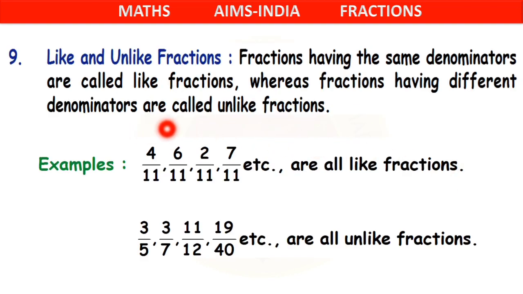Moving on to like and unlike fractions. Fractions having the same denominators are called like fractions, whereas fractions having different denominators are called unlike fractions. We can tell it by the name itself, right? Like means which are similar, which are the same to each other. Now what are they saying? How should the denominators be to call it like fractions? The fractions having same denominators.